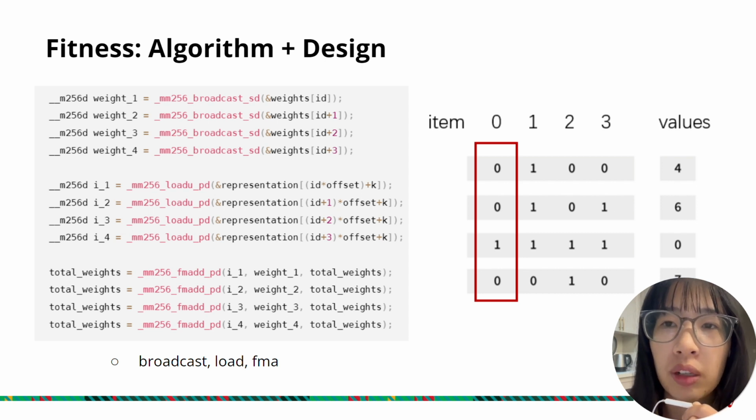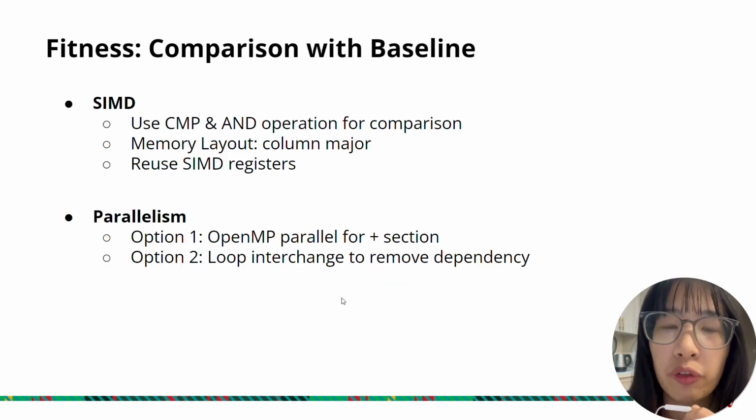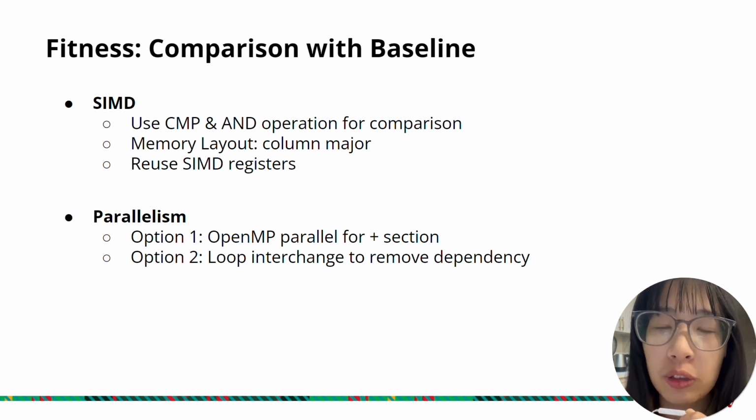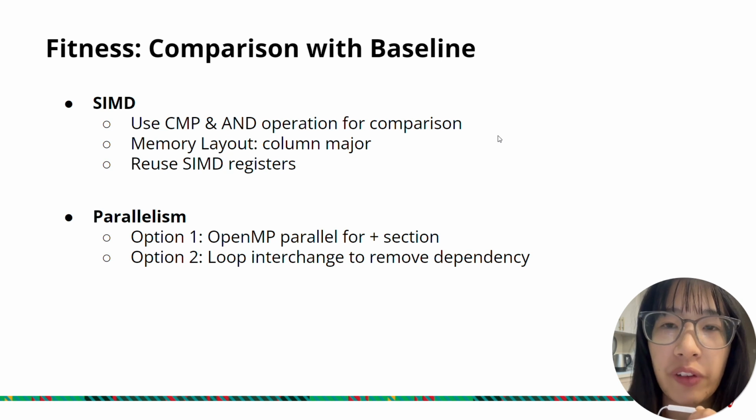Each time we will load one bit from 4 continuous representations and do an FMA with the broadcasted value and get a temporary sum, and we'll update the temporary sum in each loop. And we used the following strategies to further optimize our code. Firstly, when we compare the total weight with a threshold, we will broadcast that threshold and use SIMD compare and AND operation, which is faster.